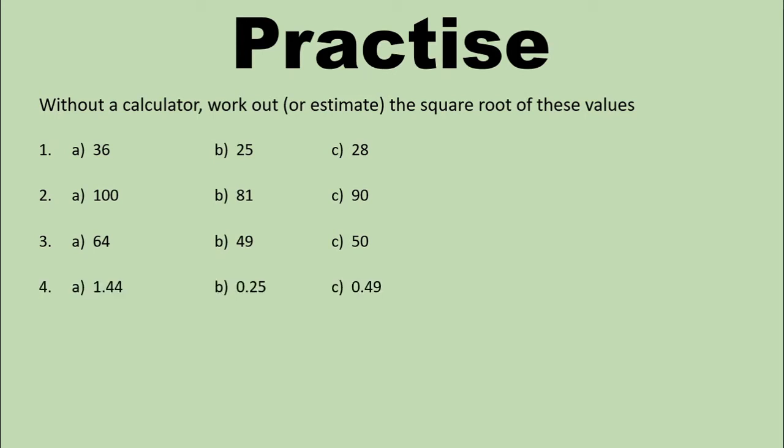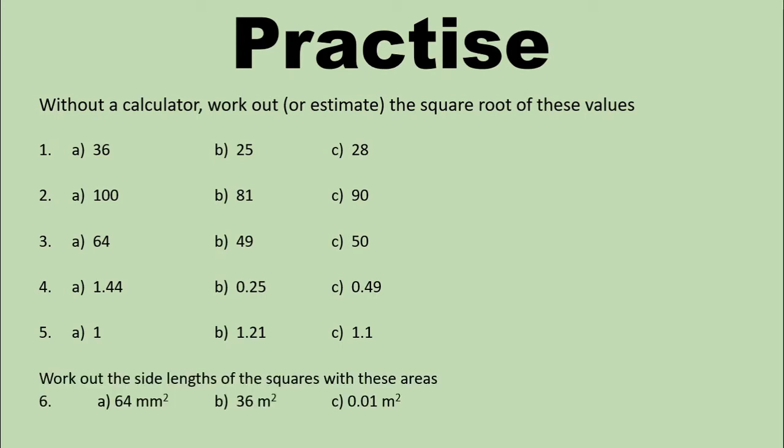For question 4, we've got some decimal values here. If you turn these into fractions, however, you should be able to square root both the numerator and denominator of those fractions. For question 5, again, like in questions 1 to 3, you should be able to square root parts A and B, and you can use those answers to estimate the square root of C.